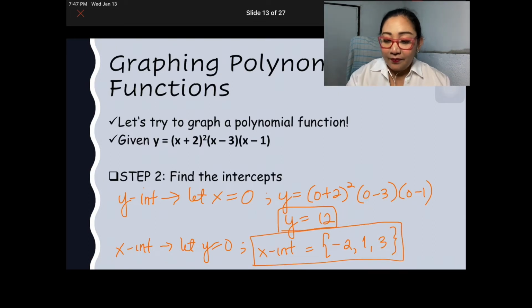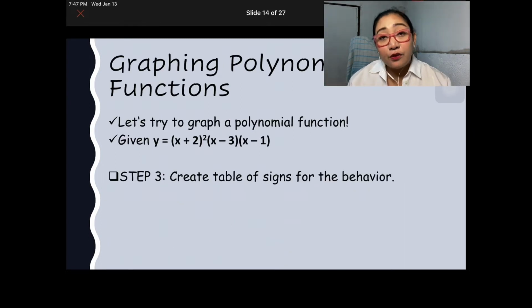So, yan po ang ating mga x-intercepts. Okay? So, after looking for the intercepts, we will go to step 3, which is create a table of signs for the behavior of the graph with respect to the x-axis. So, siya ba ay over the x-axis on that particular area or under? So, paano natin malalaman yan? Kailangan po natin ng ating mga x-intercepts. Diba, kanina nahanap natin ng x-intercepts ay negative 2, 1, at 3.